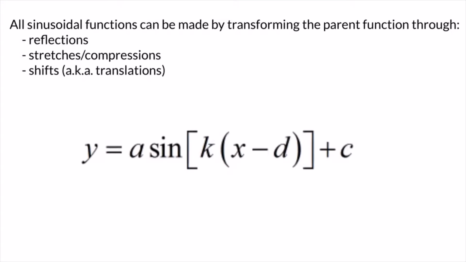Since sine and cosine functions are the parent functions of all sinusoidal functions, you get the other functions by doing reflections, stretches or compressions, or shifts of the parent function. So if the parent function is y equals sine of x, you can apply 4 different transformations to that function, which I've labeled as A, K, D, and C.